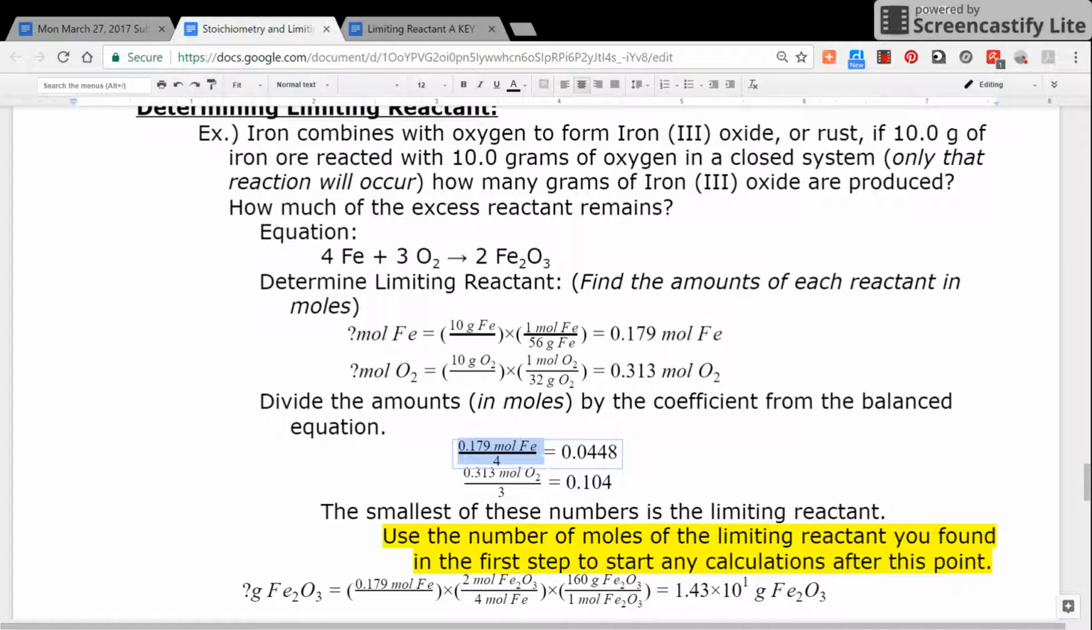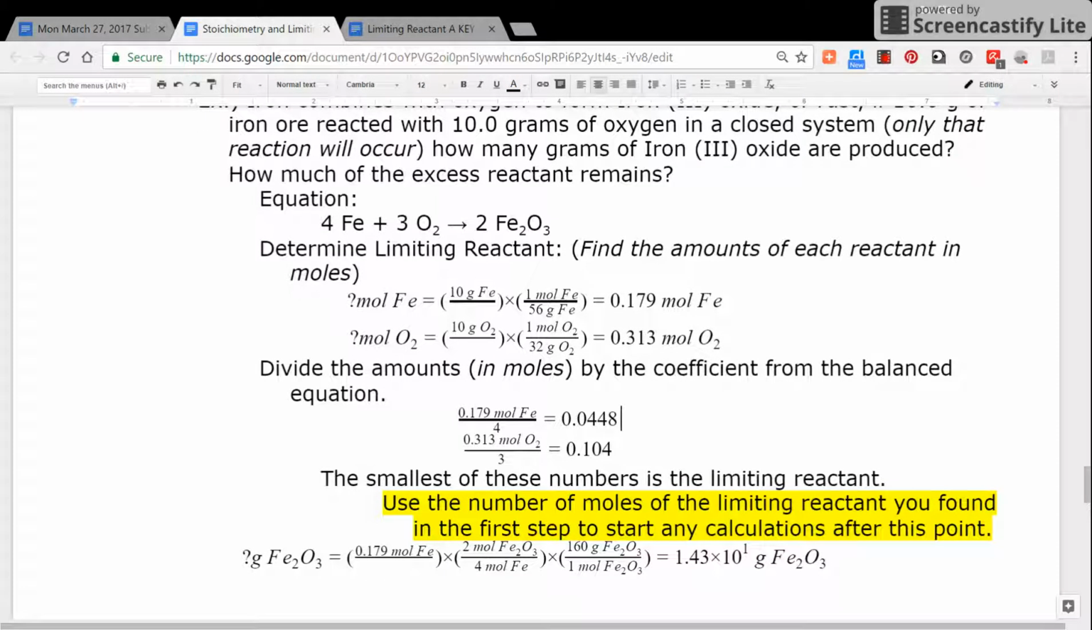So now, because our limiting reactant is iron, we have to start the rest of our problem with the moles of iron. It's really important that you pick the right limiting reactant. If you pick the wrong one, you're going to mess up the rest of the problem.